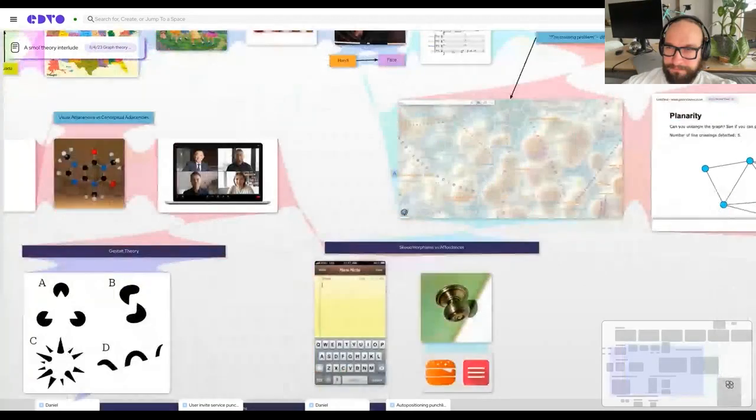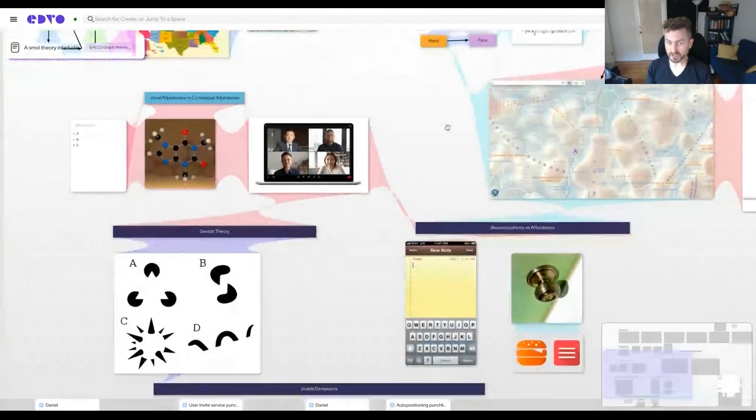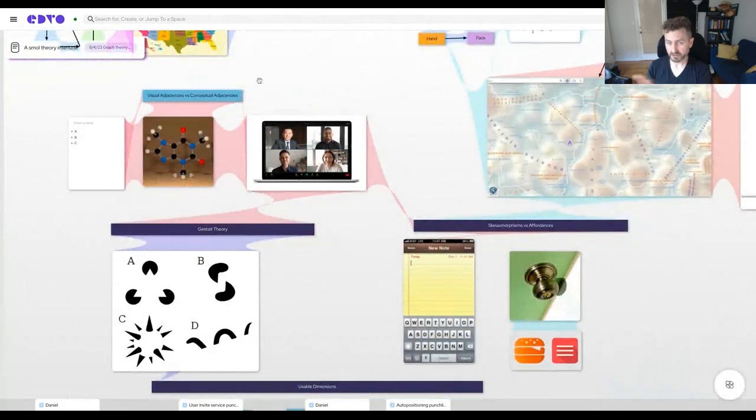Okay. Any other questions on that tension between visual and concept? It's really like physical, conceptual, visual. That's what I should have called this.